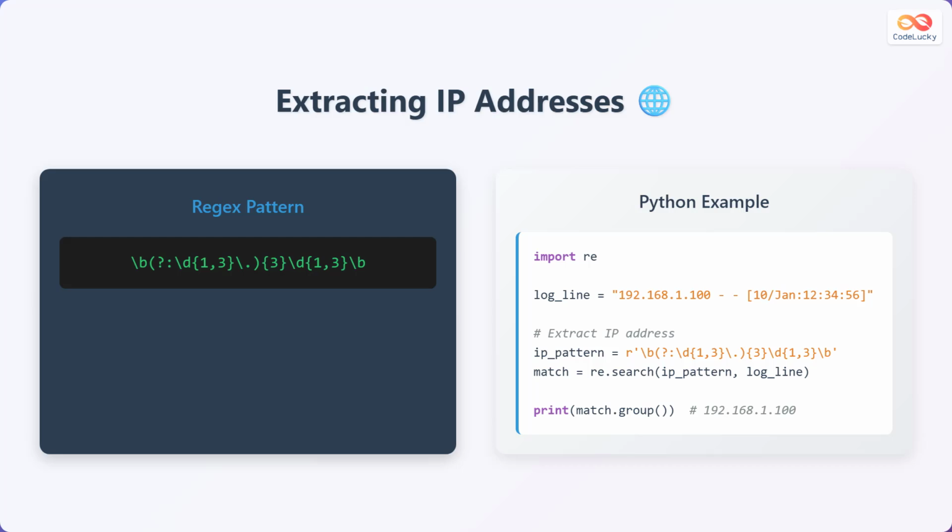A Python example is as follows. Import the re module. The log line is 192.168.1.100 open bracket 10th /January 12 34 56 close bracket. The IP pattern uses the regex from above. The re.search method searches for that pattern in the log line. Print the match group, and the IP address will be displayed.